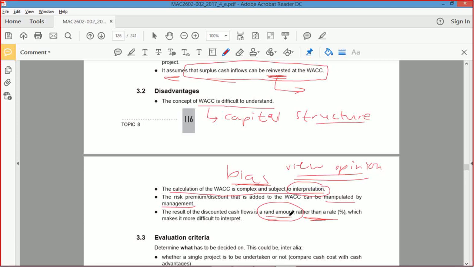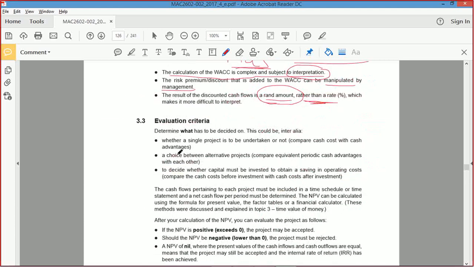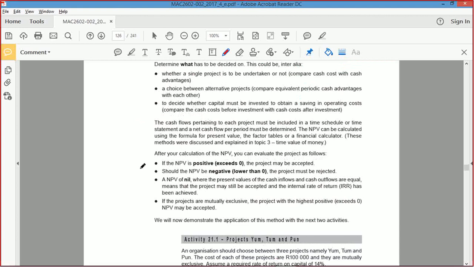Okay, so that's why IRR is also used when deciding whether a project is good or bad. Then they talk about evaluation criteria. This is important, you know this from DSC. If NPV is positive, we're going to accept. If it's negative, we're going to reject. If it's 0, then you could accept or reject, depending. It just says that you've received a return that's equal to your cost.